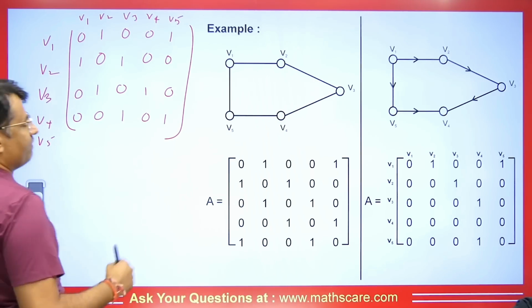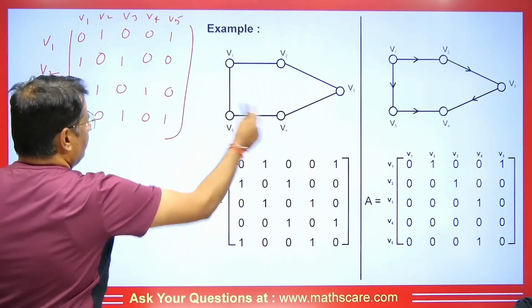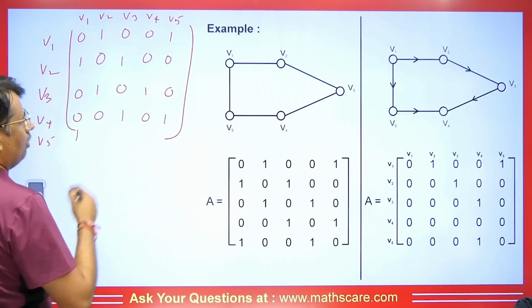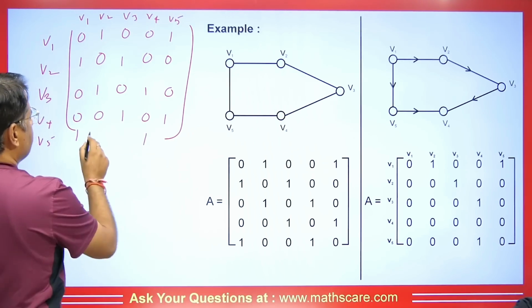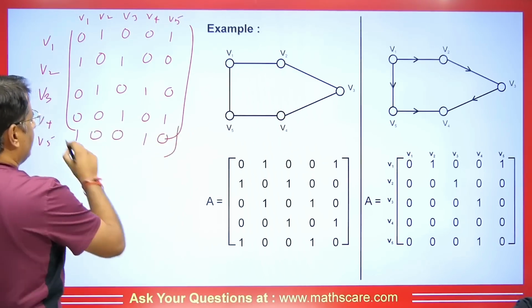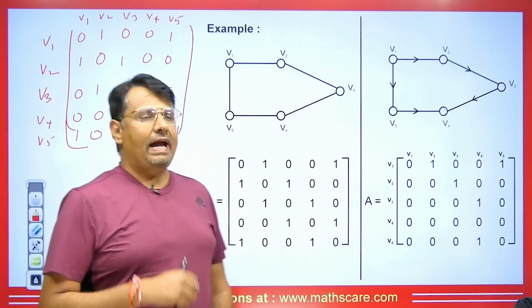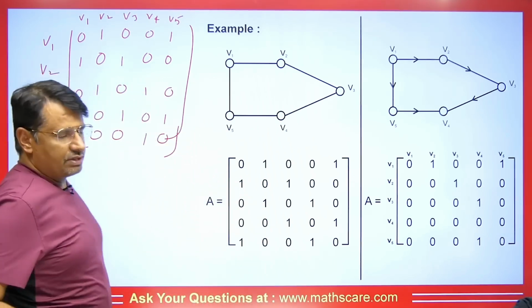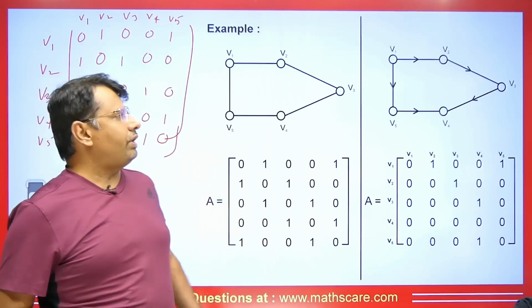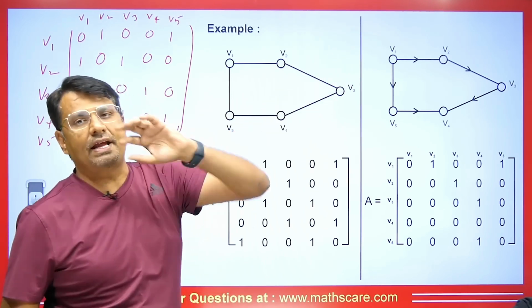Now we will talk about V5. So V5 is going to V1 and V4. So it's going to V1 and V4, right? We will write 1 under V1 and V4 and the rest of the places will be 0. Okay, students? This is its matrix representation. It is called adjacency matrix representation. Clear?